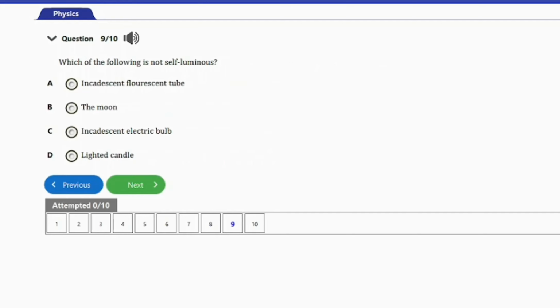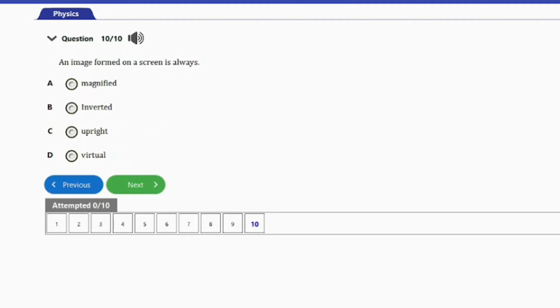So we have here question number 9. It says, which of the following is not self-luminous? We have A, incandescent fluorescent tube. B, the moon. C, incandescent electric bulb. And D, lighted candle. So guys, the answer to this question is option B, and that's the moon. The moon is not self-luminous. It depends on the light from the sun. So that's it for this question. Let's go ahead and consider the next and last question.